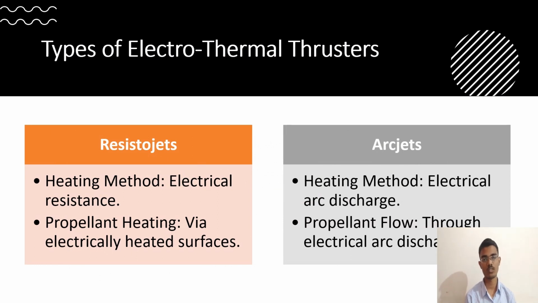So let us move toward the types of electrothermal thrusters. They are the resistor jet and the arc jet. Here is a brief introduction to them. In resistor jets, electrical resistance is the main key element used for heating the propellant. But in the case of the arc jet, the electrical arc discharge method is used. So in the resistor jet, the propellant is heated via an electrically heated surface. Here surfaces are heated. But in the arc jet, the propellant flows through an electric arc discharge.